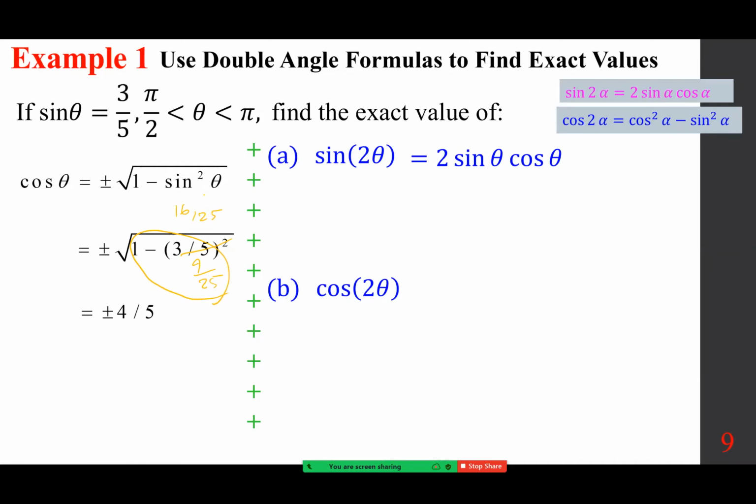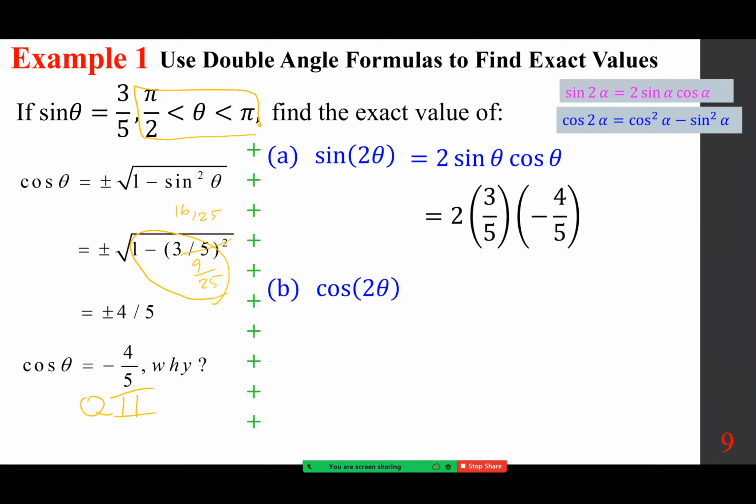So we have to choose either positive or negative, and the reason we pick negative is because this is quadrant 2. In quadrant 2, cosine is negative. So all we have to do, just plug in 2 times sine theta, which is 3/5, cosine theta, which is negative 4/5, and we get negative 24/25.